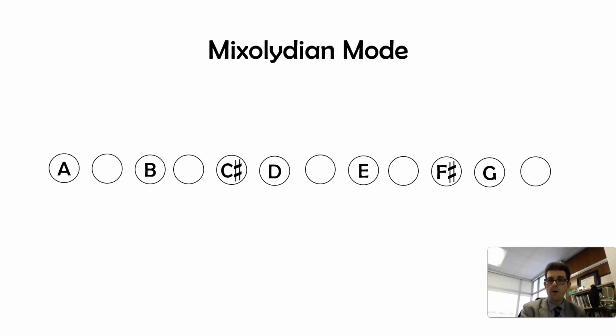So that's it on modes. They're just alternate ways of using a subset of the chromatic scale that composers don't tend to use too much anymore, but they did use a lot in the medieval period and Renaissance periods.